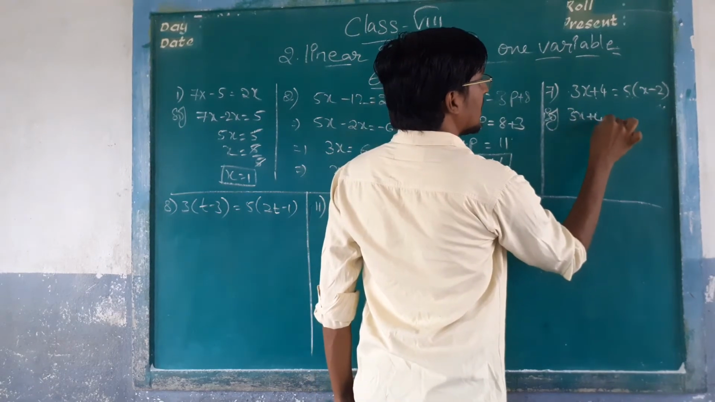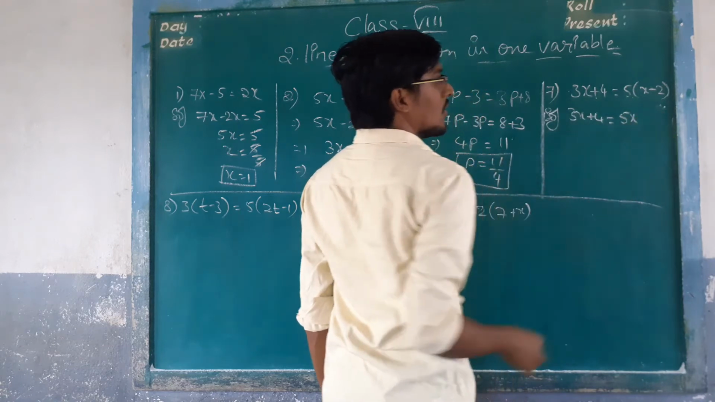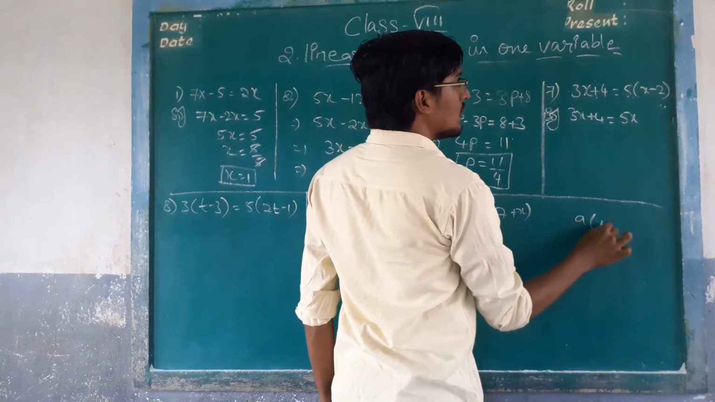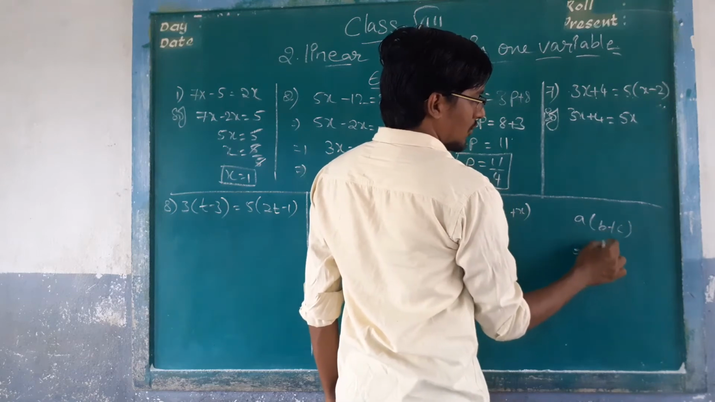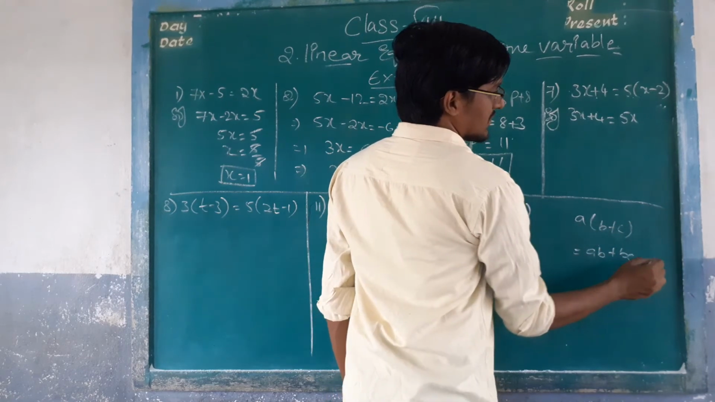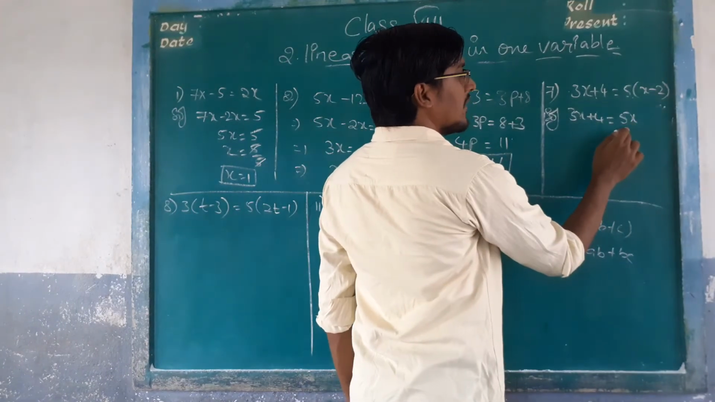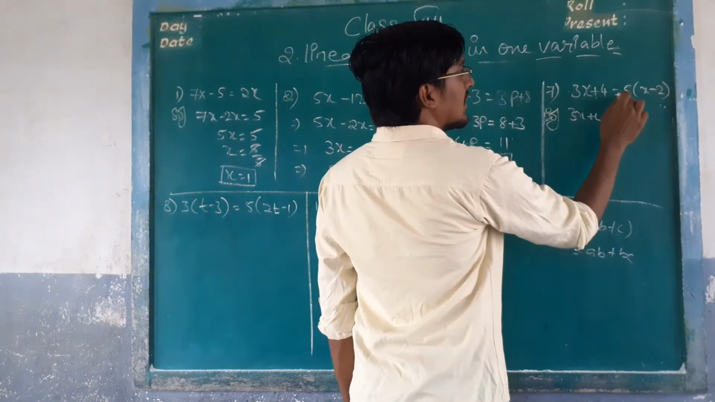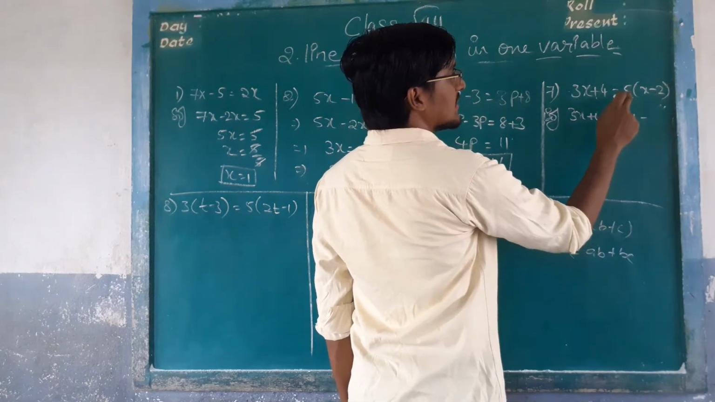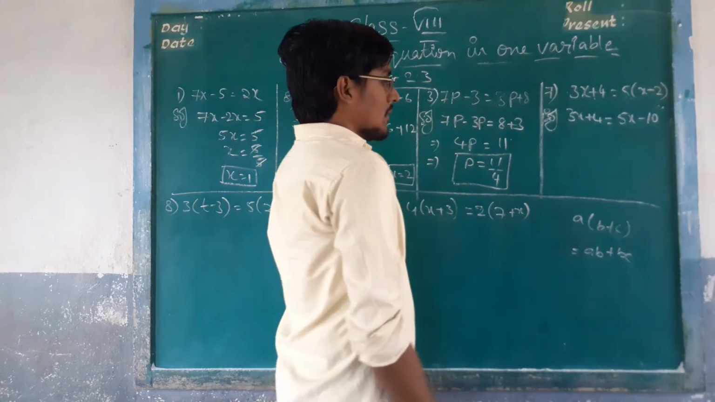3x plus 4 equals 5 into (x minus 2). We know that a into (b plus c) equals a into b plus a into c. Like that we have to multiply the 5 into x, 5x. Here, minus symbol, plus into minus is minus, 5 into 2 is 10. Okay.